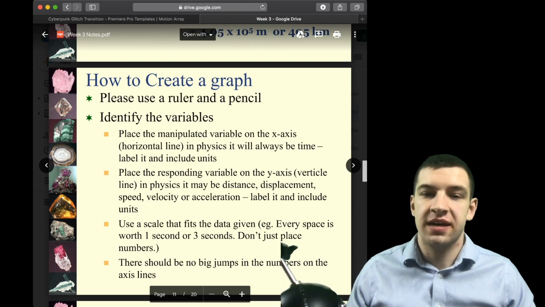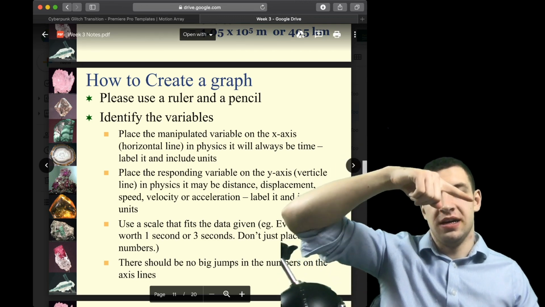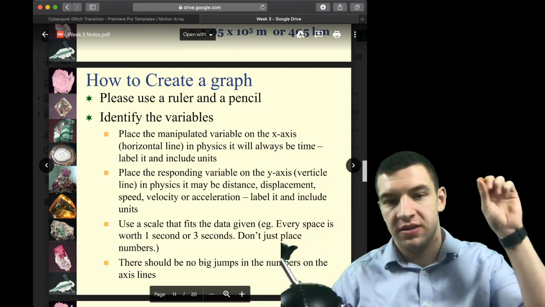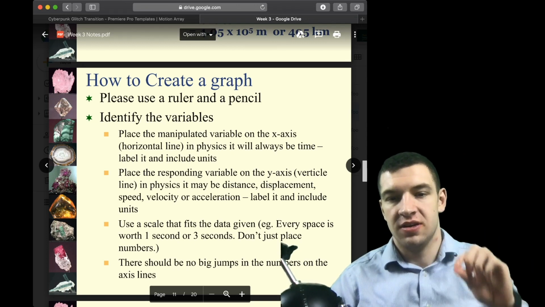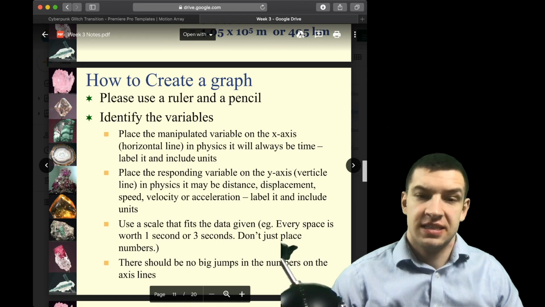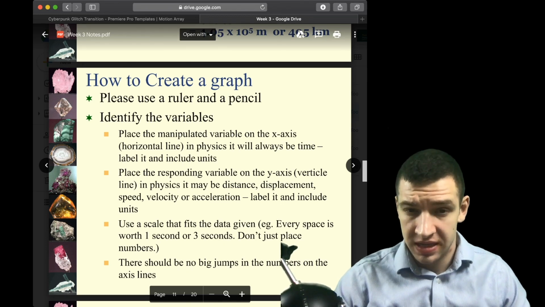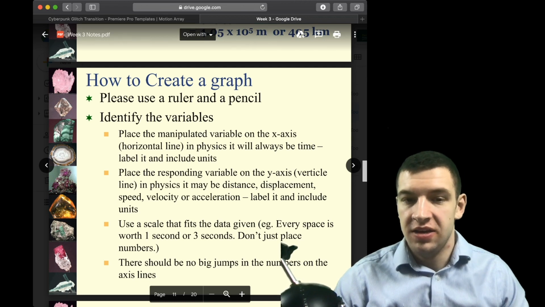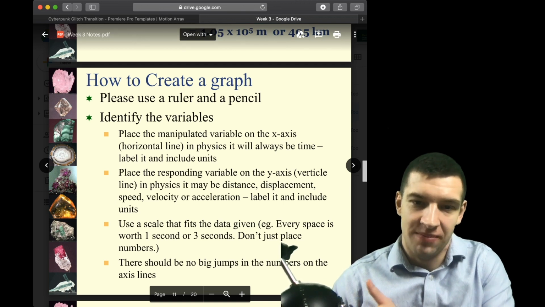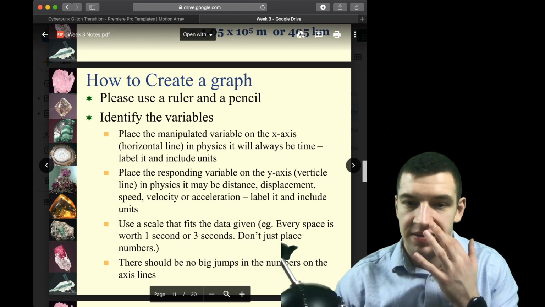And then use a scale that fits the data given. So when you label the graph, you have to put little numeric values on the up and down and side to side. Now, if you're dealing with something that's going up to the speed of like 100 kilometers an hour, and you're trying to calculate speed, you don't want to put 1 kilometer an hour every time, or else that's just going to go past the graph. So make sure it fits your data, okay?